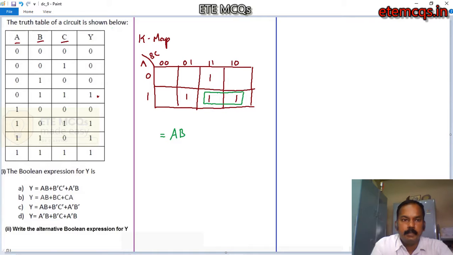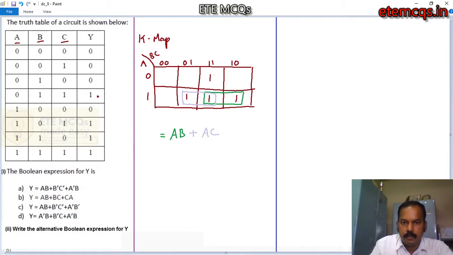And the next grouping we can consider this particular one. The one which corresponds to the cell 101 can be grouped only with its neighboring one. So this grouping is far preferred. The first grouping was performed in order to cover the element 110. The second grouping is performed in order to cover the element 101. So plus the respective term: A is constant throughout, so take it as A, whereas B changes from 0 to 1, so you won't be having a B for this grouping, whereas C is constant in both the cells, so it is AC. The second term is AC.